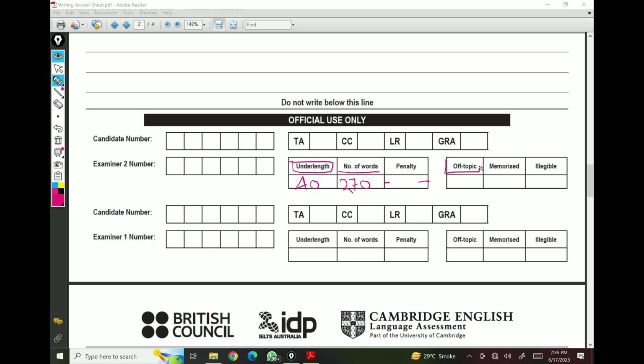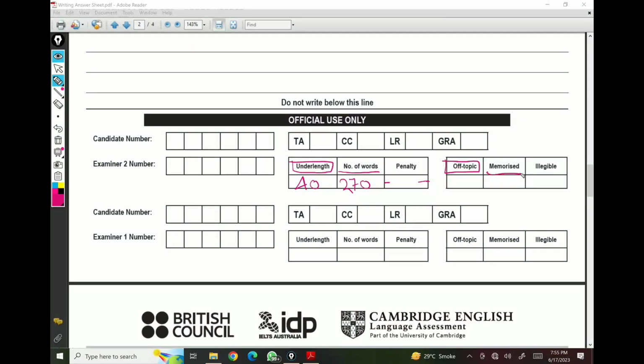Now, off topic, very important, irrelevant thing. Off topic, how many words have you written off topic? 100 words off topic, they are away. If one paragraph is off topic, it is out of your writing word count, and it is out of your writing. Then memorized, very important.